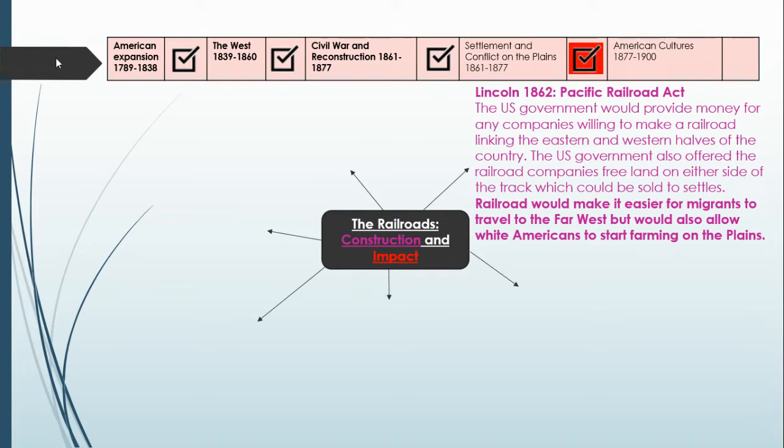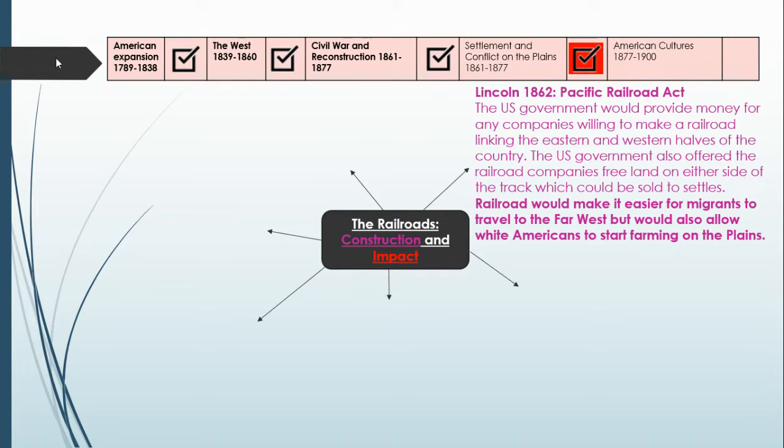So in 1862, he states that the US government would provide money for any companies willing to make a railroad linking the eastern and western halves of the country. So remember, it's going to be built in the northern section of the country, and it's going to run from east to west. The US government also offered the railroad companies free land on either side of the track, which could be sold to settlers.